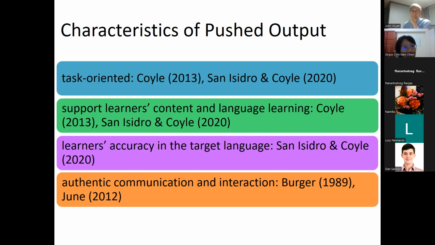The second one is that those tasks, the so-called pushed output, should be designed in order to support learners' content and language learning. The third one is that the design of the activity or task will affect output, will affect learners' accuracy in using the target language, particularly for productive skills. The fourth one is that authentic communication and interaction should be provided for learners.